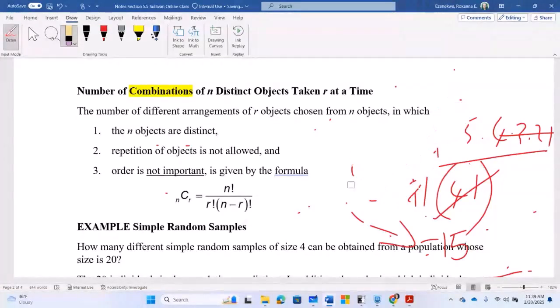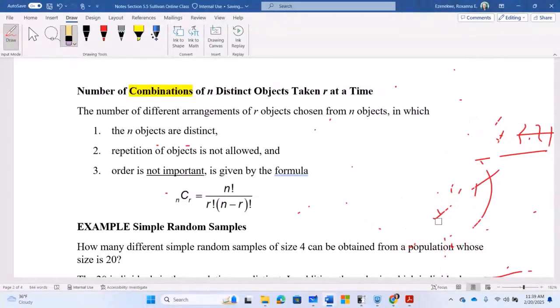All right, so we can calculate combination and permutation from our calculator. That's the most important thing.